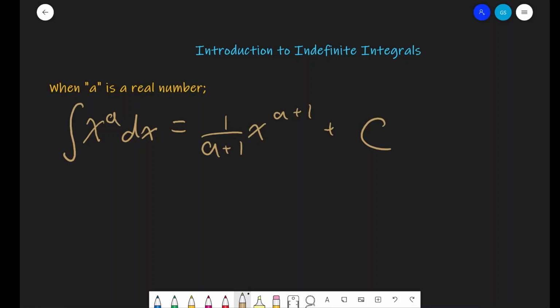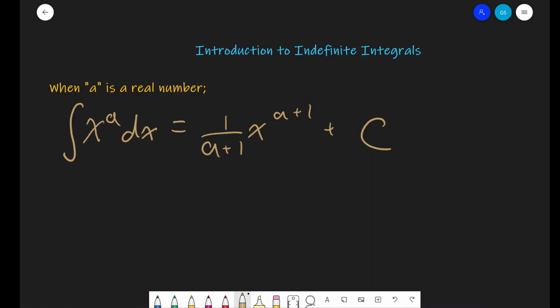What we're going to be doing in this stuff is similar to what we did with derivatives, right? We had the power rule, these rules, all that. So this is a rule, or I guess you could call this a property as well.